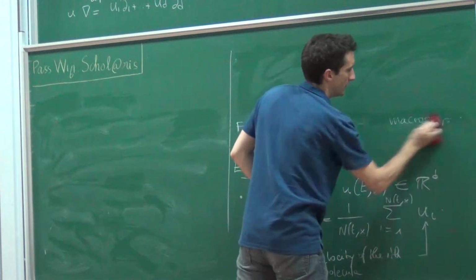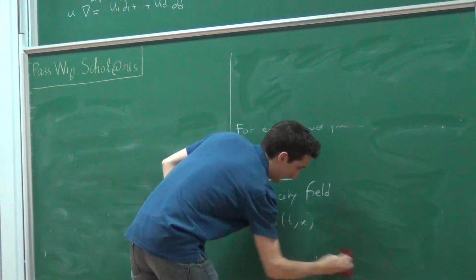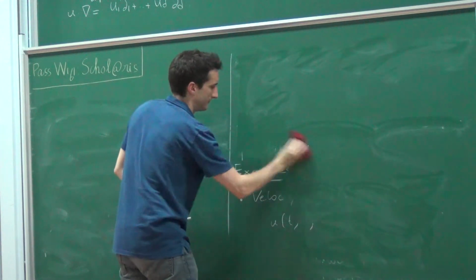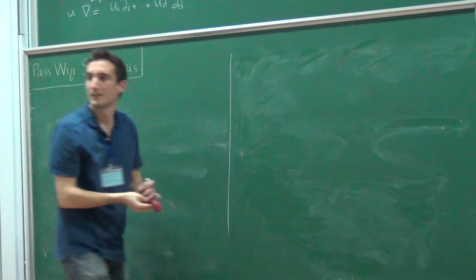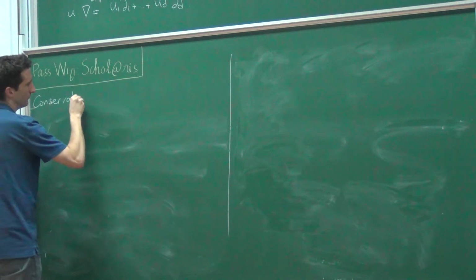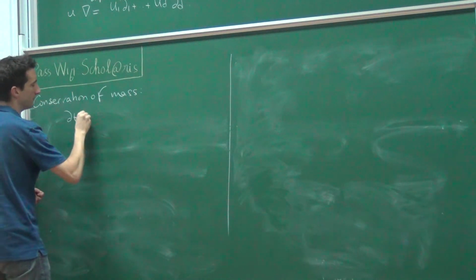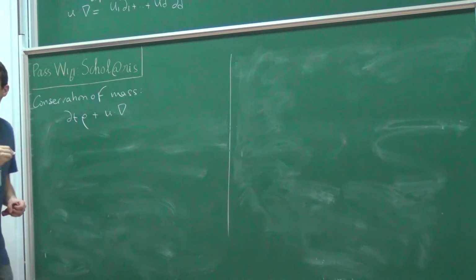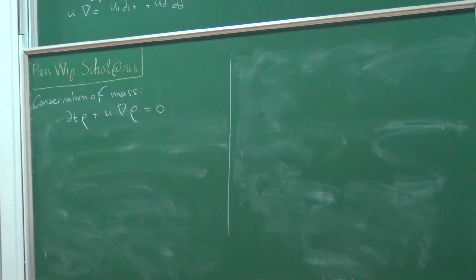So you have this new constraint, this conservation of mass, and this gives you another equation, which is just dt rho plus U dot gradient of rho is 0. That's a transport equation on the density. Okay. But for the Euler and Navier-Stokes equation, we will make some simplifying assumption.